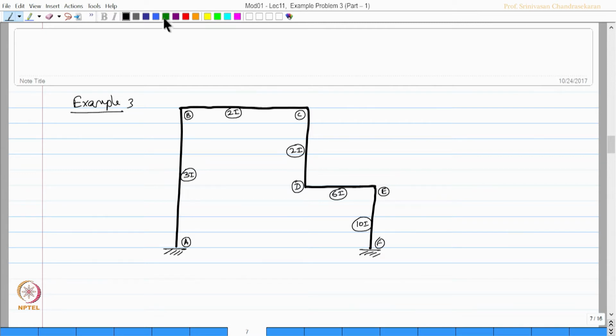Let us see the loading applied to the system. There is a joint load here, which is about 20 kilonewton. There is a joint load here, which is about 30 kilonewton. That is all. There are no member loads that are directly applied on the joints. So, what is the first step?